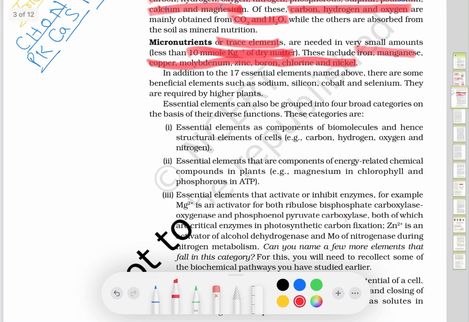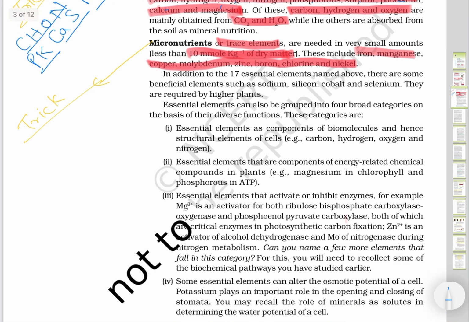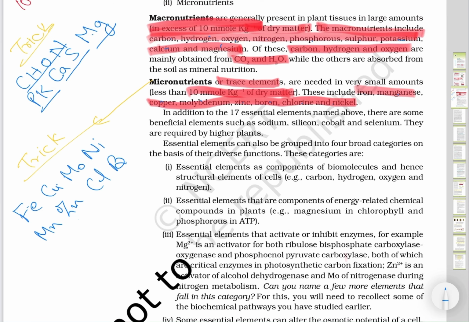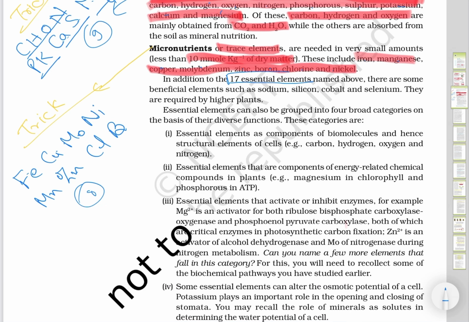So the trick to remember for micronutrients is Fe, Cu, Mo, Ni, Mn, Zn, Cl, B. Boron. Alright, 1, 2, 3, 4, 5, 6, 7, 8. So there are 8 micronutrients and 9 macronutrients. So overall there are 17 essential elements. You can see 8 plus 9, 17.